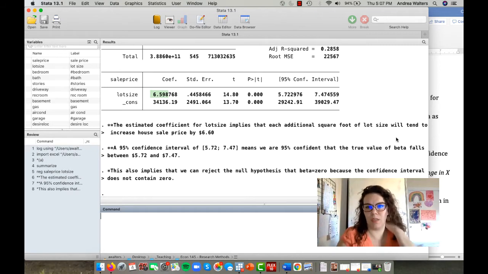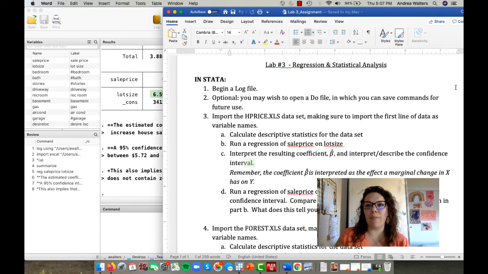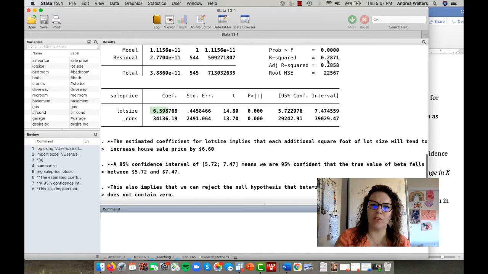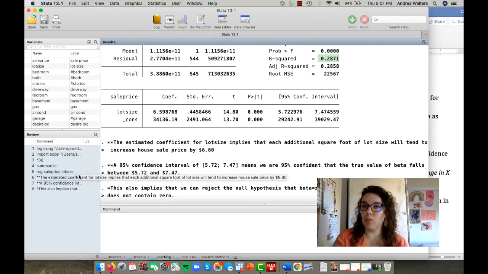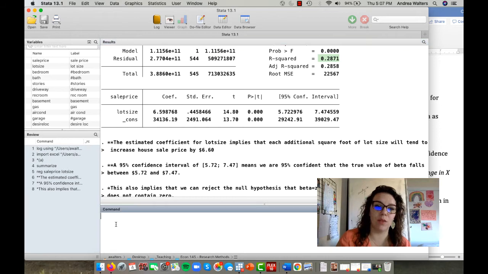Sound good? So now we've interpreted the coefficient and talked about the confidence interval. Remember, like it says there, the coefficient beta hat is interpreted as the effect a marginal change in x has on y. Then we want to run a regression of sale price on bedrooms, interpret the beta and the confidence interval, and compare the two R-squareds. We want to remember the R-squared for lot size is 0.287, telling us that our model explains about 28.7% of the variation in sale price.